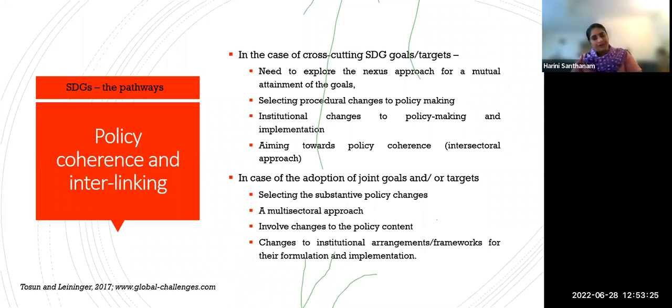But in the case of joint goals achievement, it starts with first selecting the policy changes which need to be better modified or reformed, and then approaching it from a multi-sectoral approach, which will need changes to the content of the policy and changes effected through institutional mechanisms or arrangements for formulation and implementation of these joint goals.